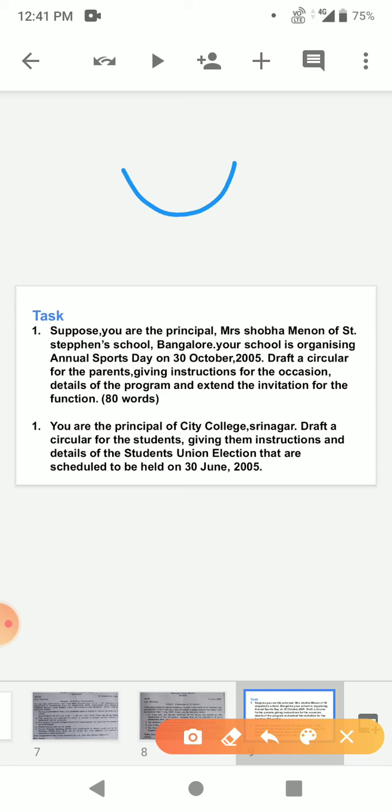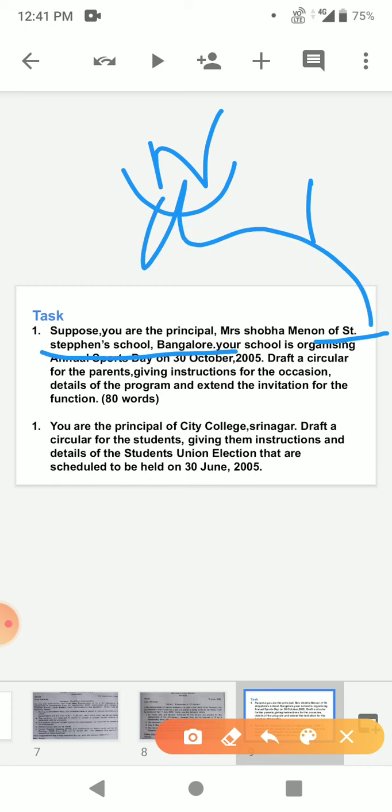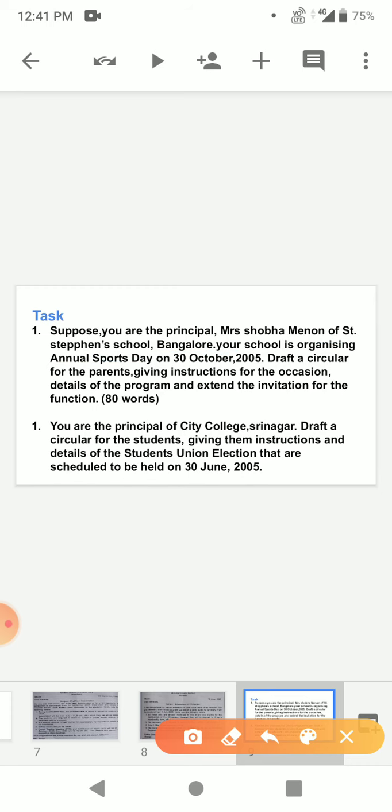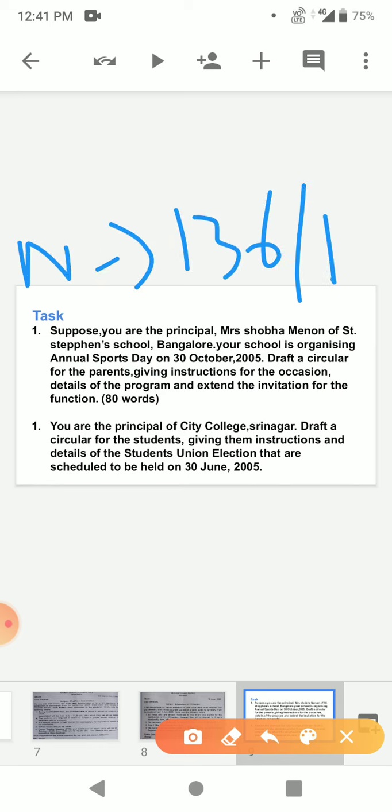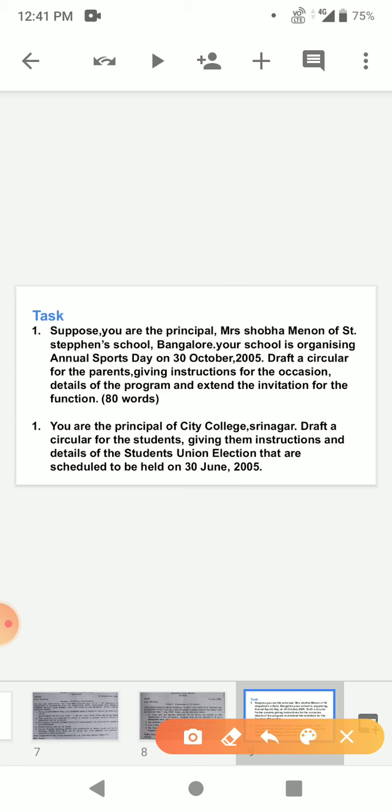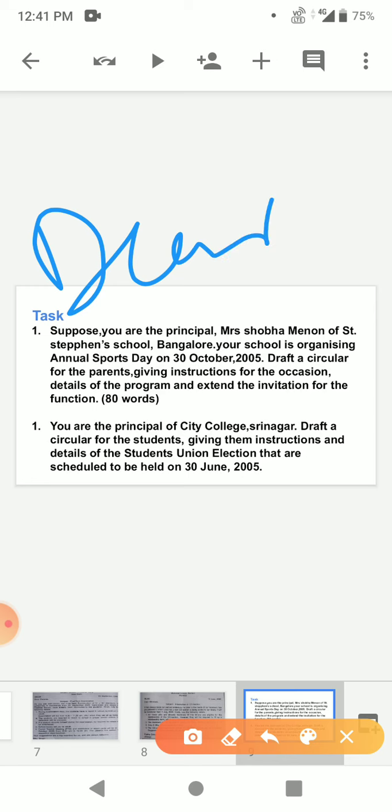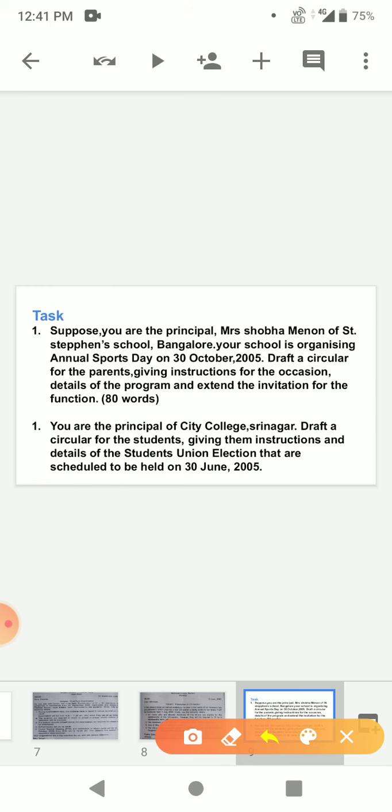You will write name of the organization here, and name of the organization is St. Stephen's School, Bangalore. Then you will write date here, and then number you will frame of your own, 136B or whatever you find. There are no hard rules for that. Then salutation will be, since you are writing for parents, you will write dear parents. And then subject will be invitation for annual day. Then this will be subject.